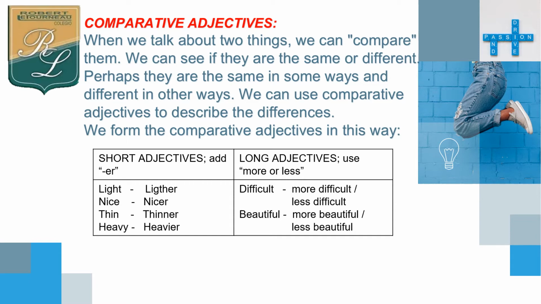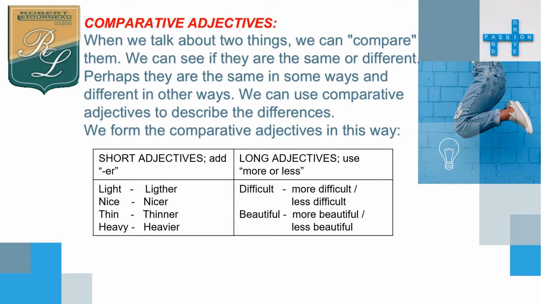When the word ends in a consonant like thin, which ends in n, you are going to add an extra letter, an extra n. That is why you say thinner. If the word ends in y, like heavy, you are going to change that y into an i. You are going to say heavier.